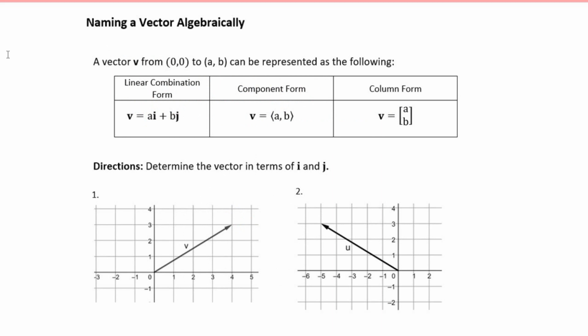Next, we're going to talk about naming a vector algebraically. Suppose we have a vector v from the origin, the point (0, 0), to some point (a, b). That vector can be represented in any of the following ways. Different textbooks use different forms. Our textbook uses the first form, the linear combination form. So we're going to look at a couple of examples on how to write vectors in terms of i and j.